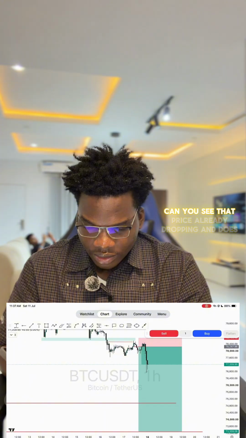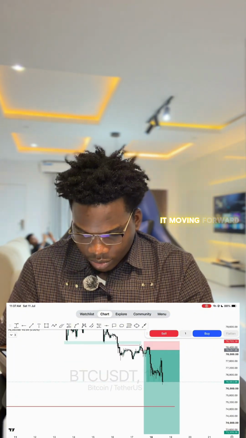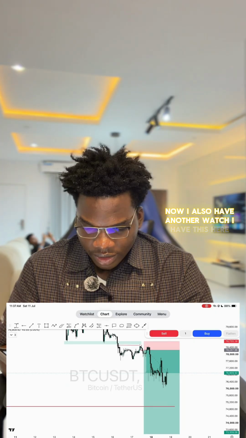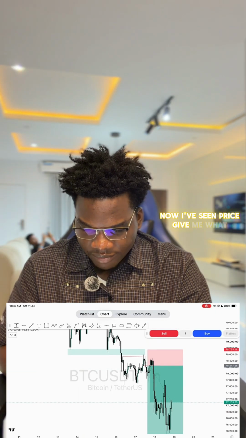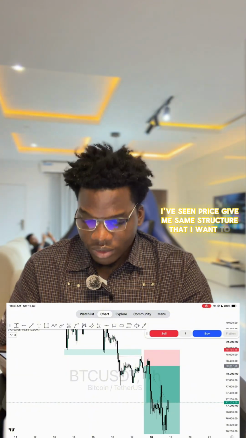Can you see that? Price already dropping, and that's it. Moving forward now, I also have another what? I have this here now. I've seen price give me the same structure that I want to look out for.